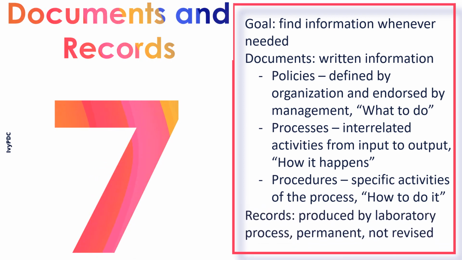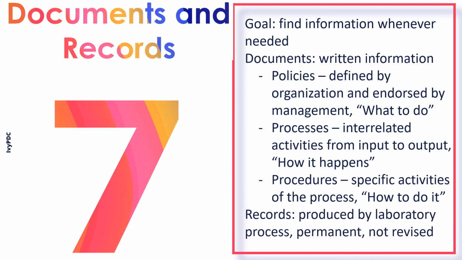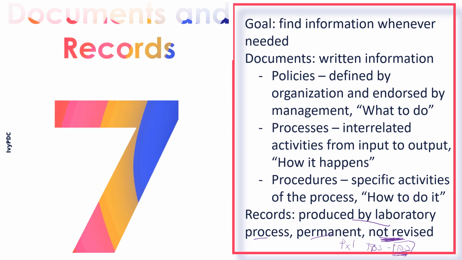Next would be records. So what are records? Records are the collected information that is produced by the laboratory. A characteristic of records is that they are permanent and they are not revised. They do not need to be updated. For example, the result of patient 1's fasting blood sugar is 100. It will be 100 until the end of time on that date. You cannot change it in the future. So they are permanent data.